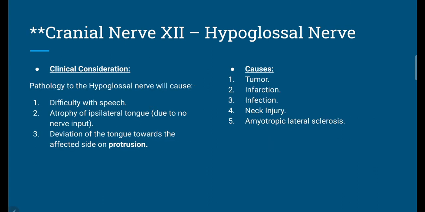For clinical consideration, damage or pathology of the hypoglossal nerve will cause difficulty in speech, atrophy of the ipsilateral tongue due to no nerve input, and deviation of the tongue towards the affected side on protrusion. That's important. Causes, again: tumor, the most important and most common one, infarction, infection, neck injury, and amyotrophic lateral sclerosis.